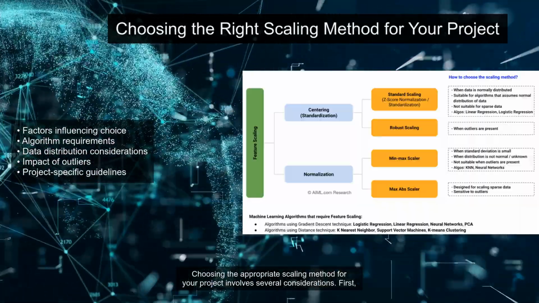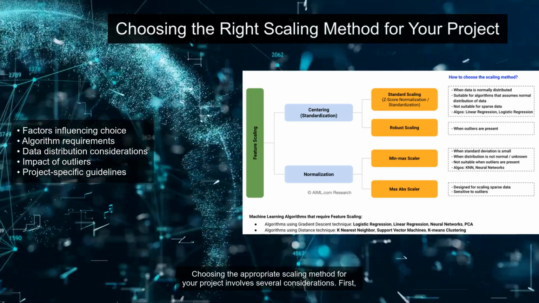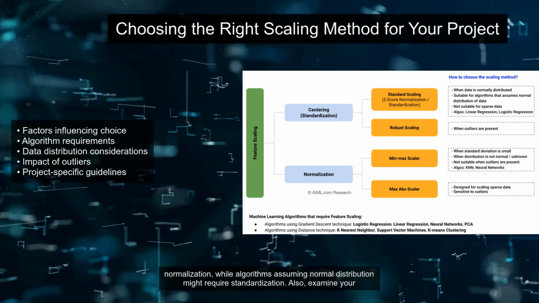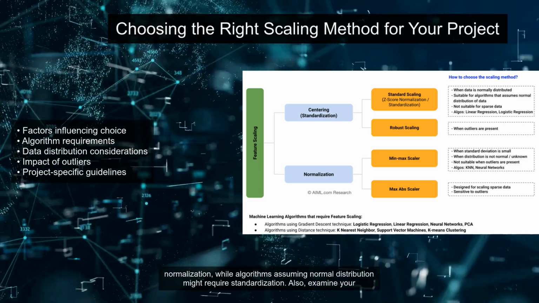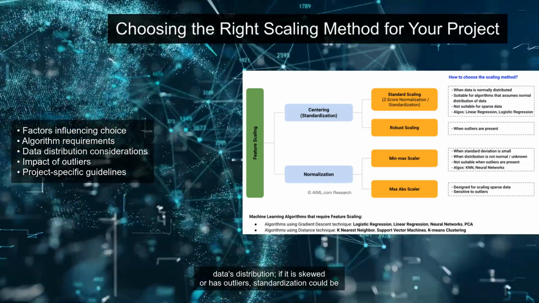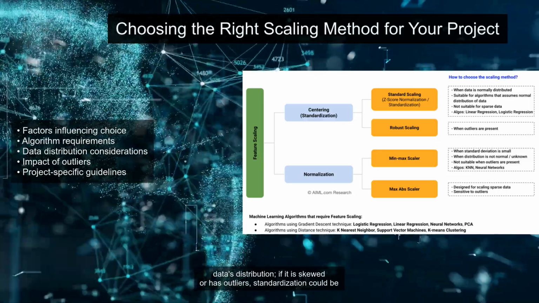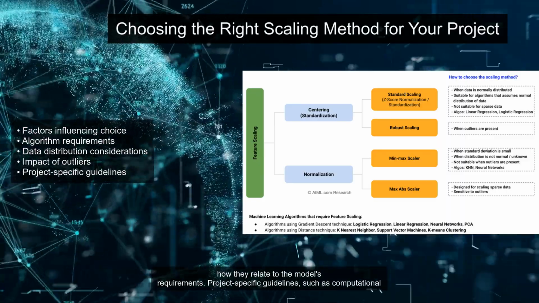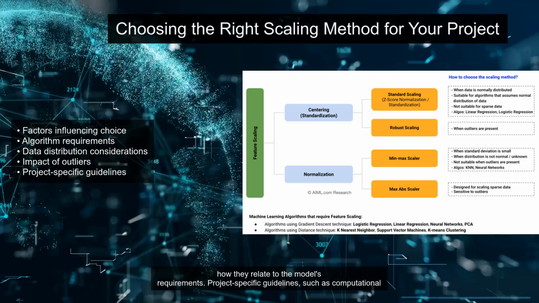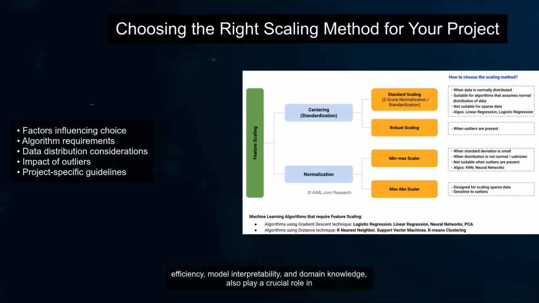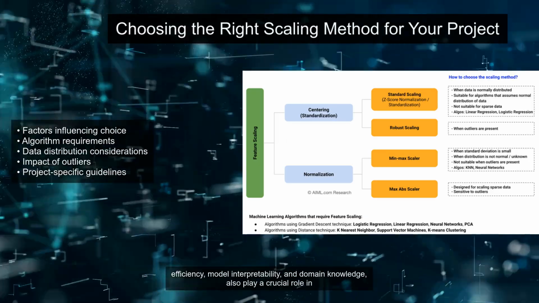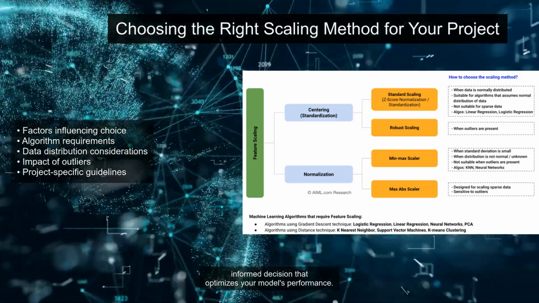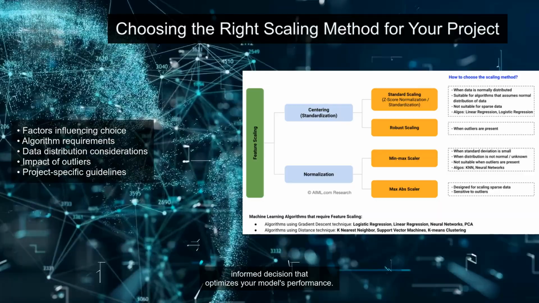Choosing the appropriate scaling method for your project involves several considerations. First, analyze the algorithm you plan to use. Distance-based models often benefit from normalization, while algorithms assuming normal distribution might require standardization. Also, examine your data's distribution. If it is skewed or has outliers, standardization could be more effective. Additionally, consider the scale and units of your features, and how they relate to the model's requirements. Project-specific guidelines, such as computational efficiency, model interpretability, and domain knowledge, also play a crucial role in determining the scaling method. By weighing these factors, you can make an informed decision that optimizes your model's performance.